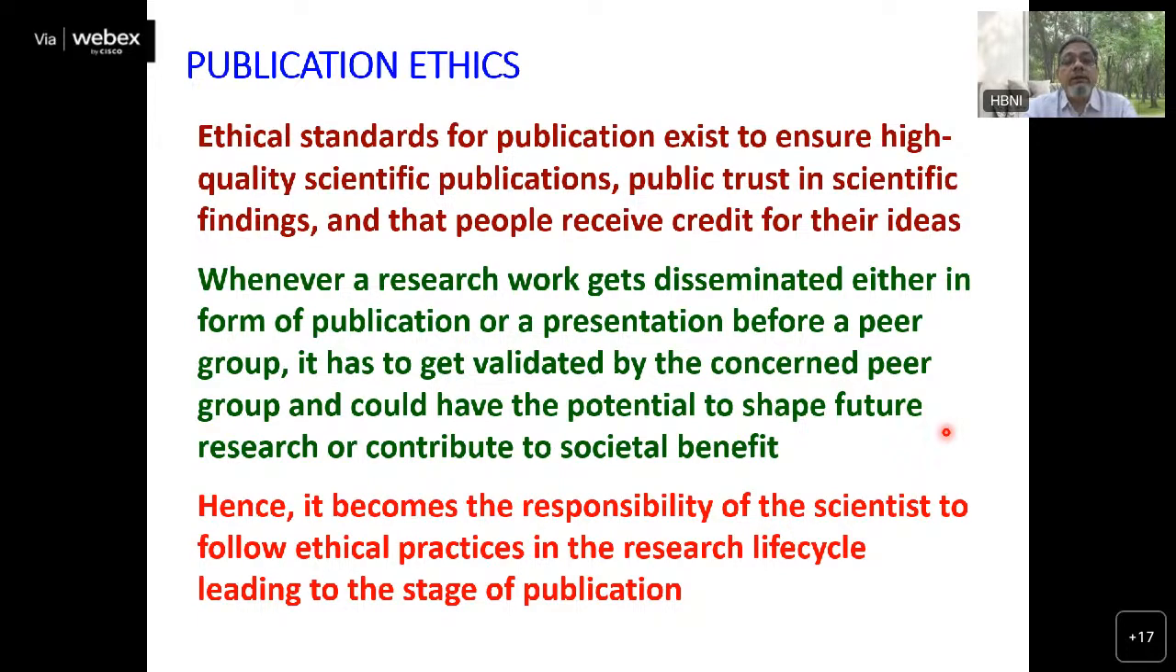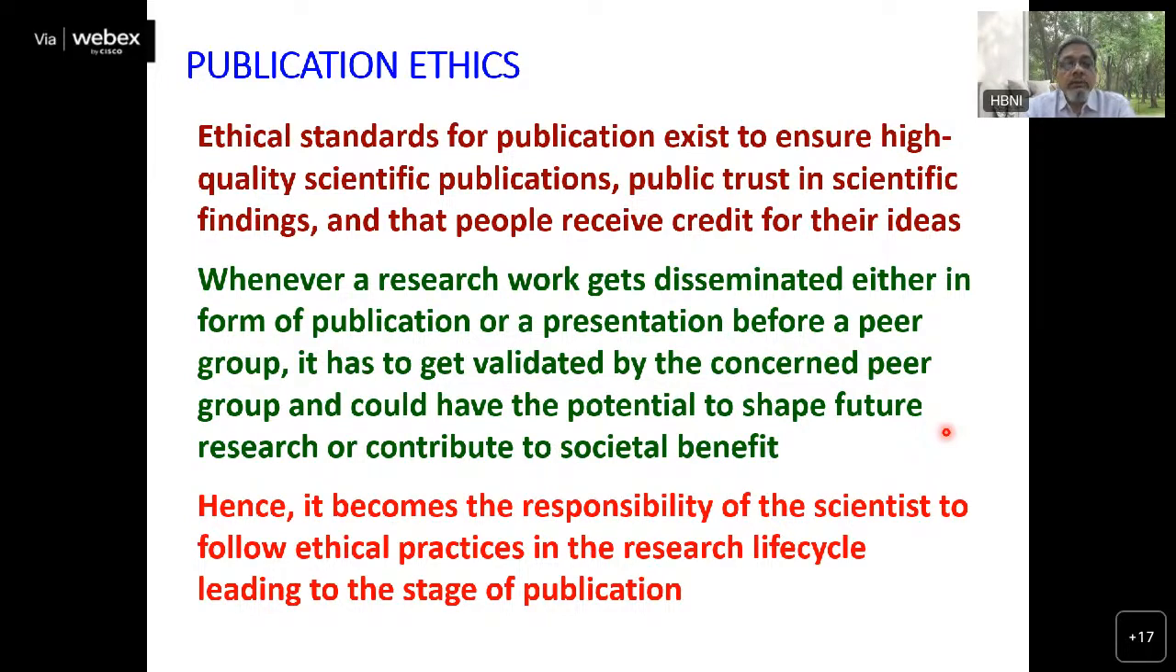I'll just mention that there is something called publication ethics also. So what are these publication ethics? Publication ethics exist basically to ensure that scientific publications remain at a very high quality, and also that the findings that you publish have some effect on the public and help to gain their trust in what you're doing. And then, of course, people who do good work should receive credit for their ideas.